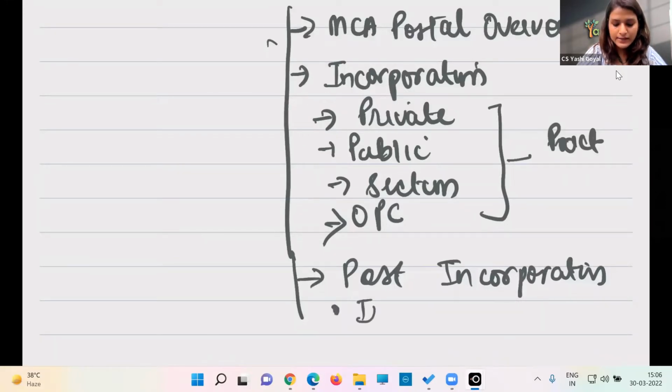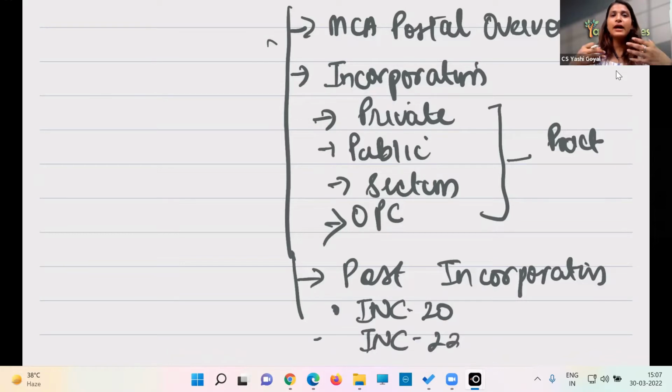That would be INC 20A, commencement of the business, and INC 22, that is verification of the registered office. This form is filed when you are incorporating a company. When we study the incorporation of the company, there is an option that the office address that we are providing, we can provide it as a registered address or as a mailing address. Do you know the difference between the registered address and the mailing address? Can you please tell me?